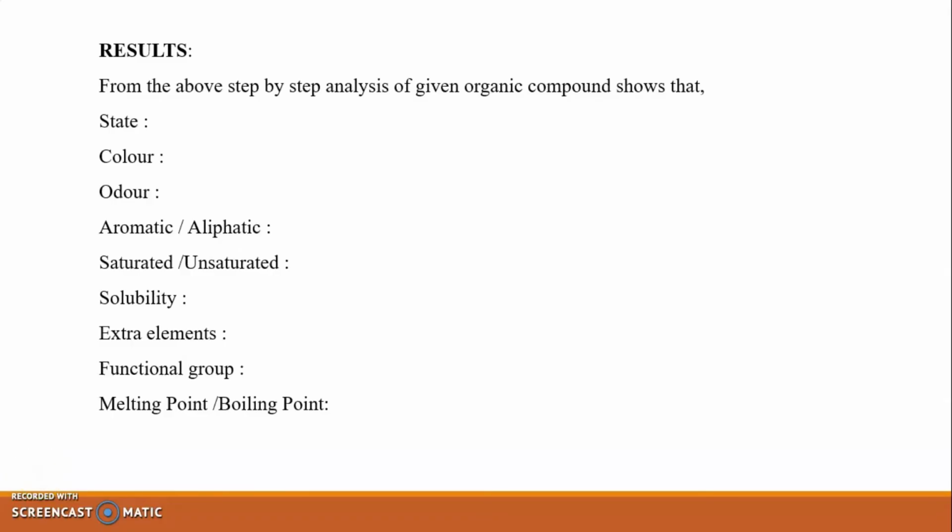Upon completion of all the tests, you have to report the result in this fashion: state, color, odor, then report whether this compound is aromatic or aliphatic in nature, or whether the compound is saturated or unsaturated, then solubility of this organic compound, then elements present in the organic compound. For example, along with carbon, hydrogen and oxygen, if nitrogen is present, report that nitrogen is present, then functional group test, then physical constant of the given organic compound. You have to report your result in this way.